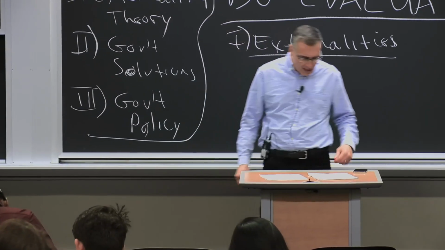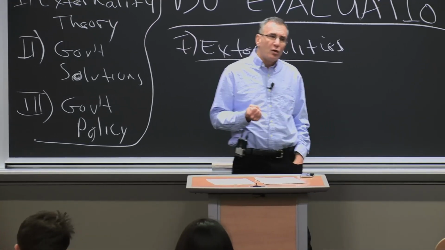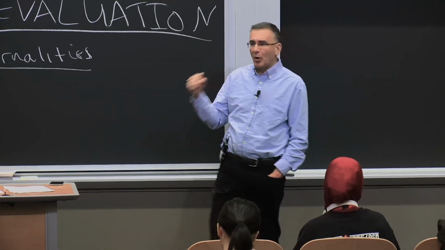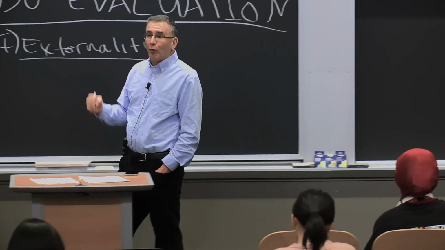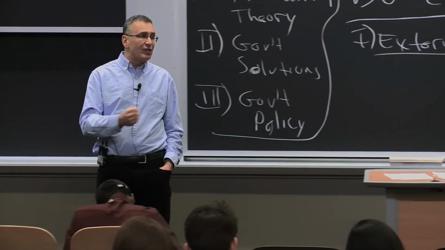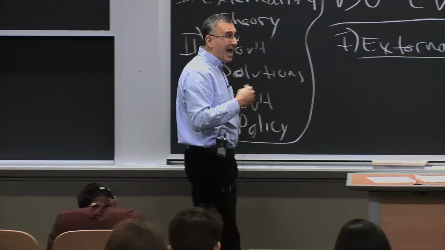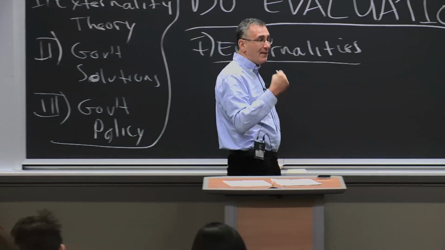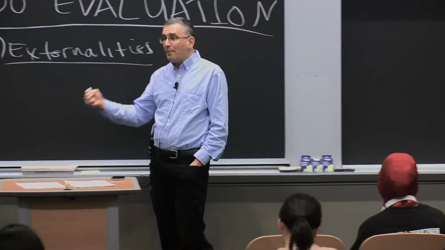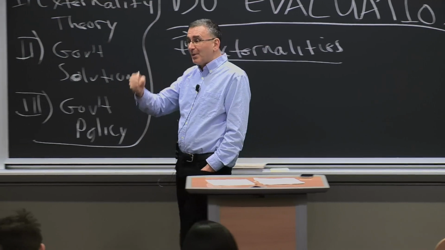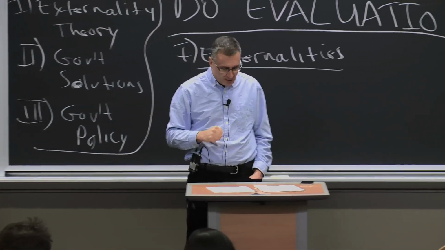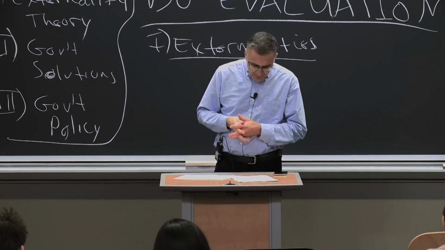So what's an externality? An externality occurs whenever the actions of one party impact another party in a way for which the first party does not receive the costs or benefits. So if my actions impact you, but I don't bear the costs if they're negative, or the benefits if they're positive, then that's an externality. Let's start with the standard theory example.